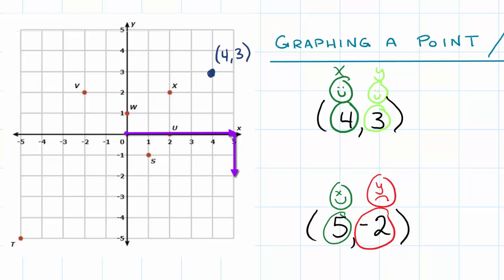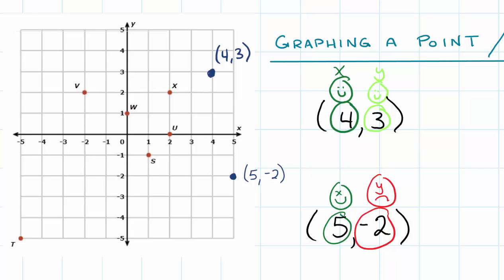So that means I'm going to go 1 unit down, 2 units down, and once I find where the lines of my graph come together, I'm going to put my point. And I'll label it 5, -2. So I've graphed 2 points successfully.